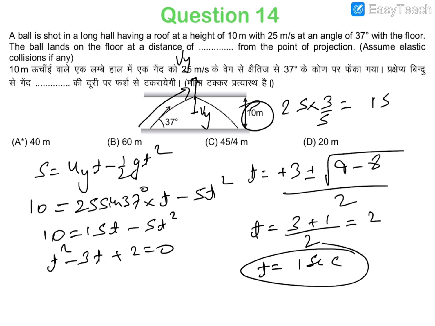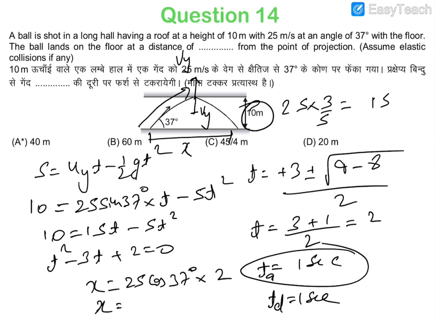So at the time of ascent it would be at a height of 10 meter at 1 second. So this is the time of ascent, and time of descent would also be the same, 1 second, and the total time is 2 seconds. So this distance x will be equal to the horizontal velocity, which would remain the same, 25 cos 37, into the total time of 2 seconds. So x is equal to 25 into cos 37, which is 4 by 5, into 2. So this is 40. So the correct answer is A.